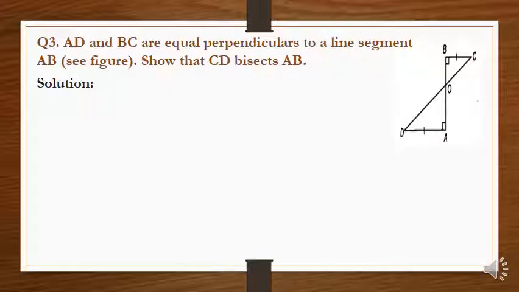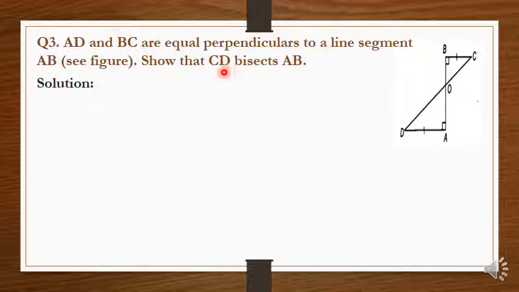Question number 3. AC and BD are equal perpendiculars to a line segment AB. Show that CD bisects AB. So when AD and BC are equal perpendiculars, that means they are equal in size and they are also perpendicular to the line segment AB. That means AD is perpendicular to AB and BC is also perpendicular to AB. That means this angle is 90 degrees and this angle is also 90 degrees.